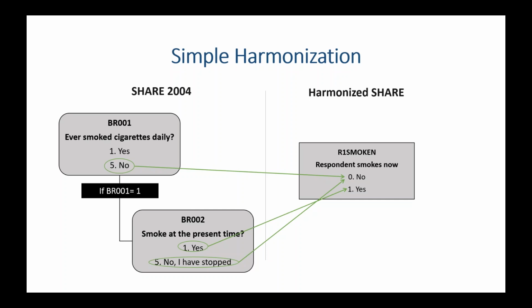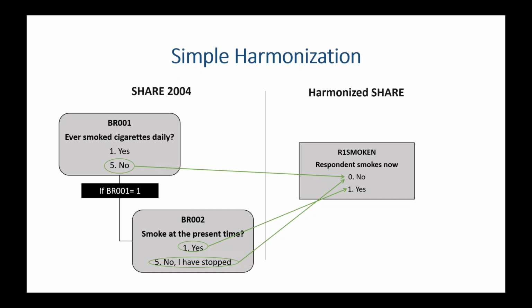R1SMOKEN. So you can see that if you said you didn't smoke daily, or you said you smoke daily but you don't smoke at the present time, you've stopped smoking, then you're assigned a value of 0 for no in our harmonized variable. And if you said that you do smoke at the present time, then you're assigned a value of 1. All harmonized values are the same between all data sets, so a no is always stored as a 0, and a yes is always stored as a 1. So we've taken out some of those country differences that can cause problems.